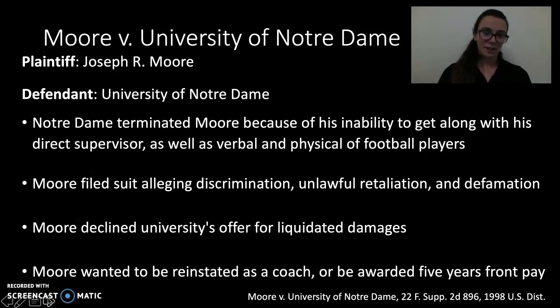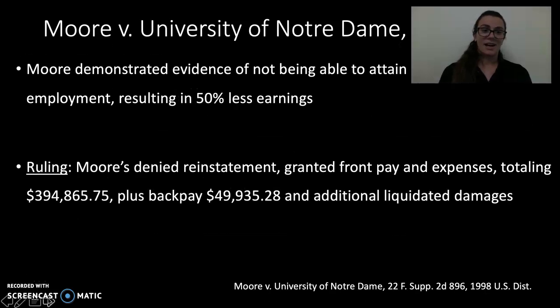So Moore went ahead and filed suit claiming discrimination, unlawful retaliation, and defamation. Though the university did offer to pay for liquidated damages, Moore declined, preferring to be reinstated as a coach or be awarded 5 years of front pay. The school denied that, and so in order to get that front pay, Moore had to demonstrate evidence of not being able to attain comparable employment, which he did, because following his termination, he actually took on 3 jobs, and despite that, was making 50% less of his earnings.